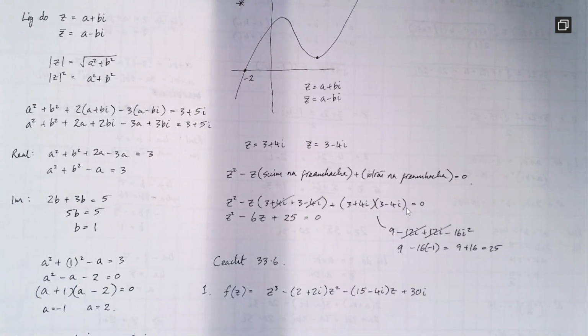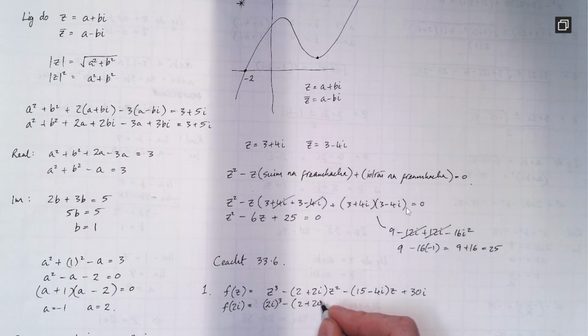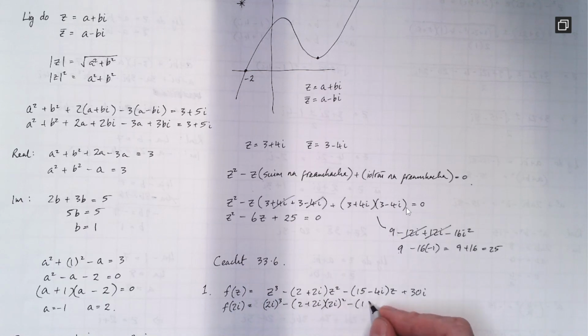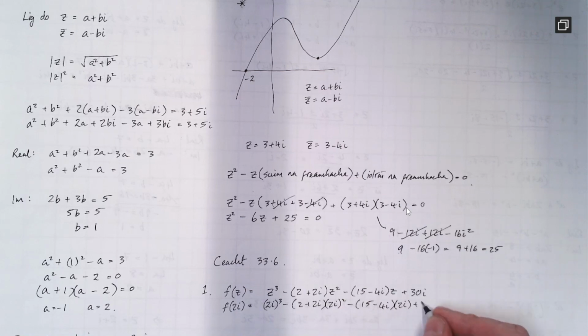Okay, now show that f(2i) is equal to 0. So let me just substitute it in. f(2i) is (2i) cubed minus (2 plus 2i) times (2i) squared minus (4 minus 2i) times (2i) plus 30i, and I guess this should come out to 0.